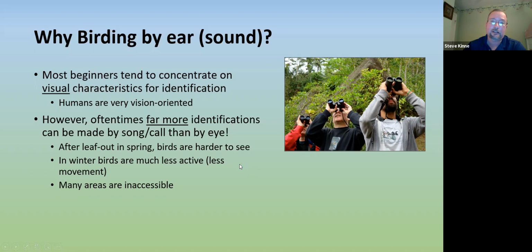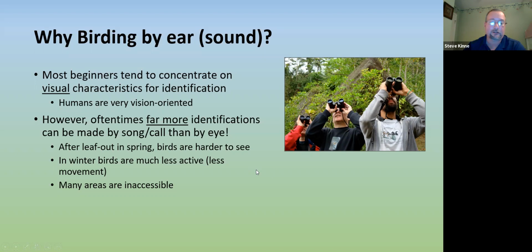Same thing in the wintertime. When I go out to do the birding counts in the winter, birds are much less active, so there's less movement. You're less likely to pick them up. But if they're chipping or singing or making any kind of call, oftentimes that'll clue you right in that they're there, and sometimes you can even identify them by their call or their song.